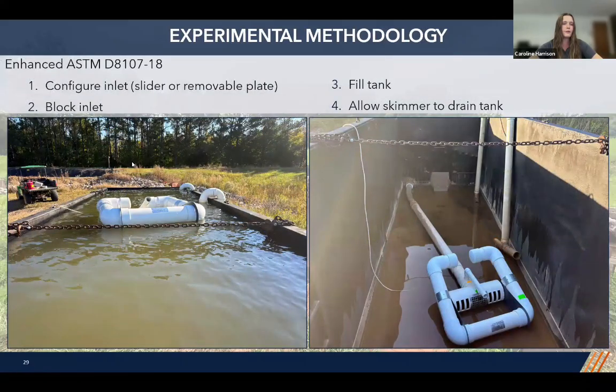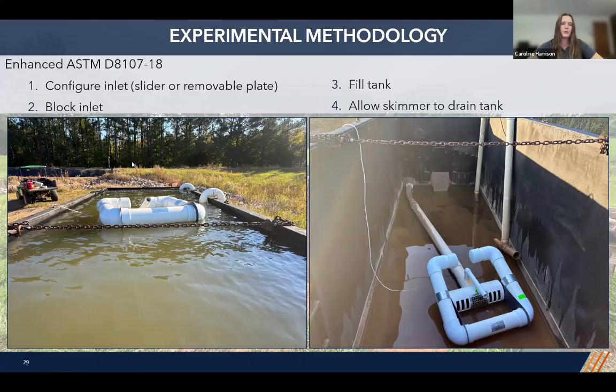So testing followed an enhanced version of the ASTM D8107 standard. And those enhancements just come from an expanded apparatus depth, and also expanded data collection measures, so the use of that level logger. And so the testing protocol was very simple.